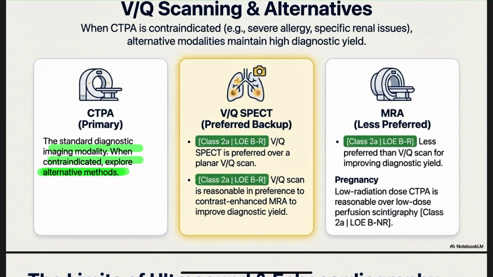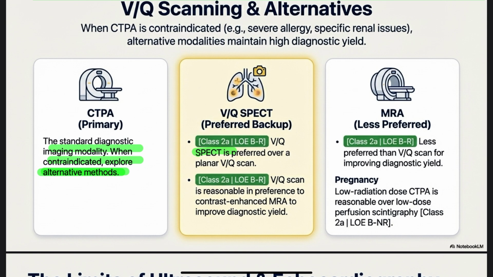In that, VQ SPECT is considered over planar VQ scan, which is just the difference between 3D and 2D imaging. SPECT is a 3D imaging of VQ, so it is considered better than planar. And a VQ scan is reasonable in preference to contrast MRI. MRI again is not much preferred. If someone can't do a CT, go with a VQ.